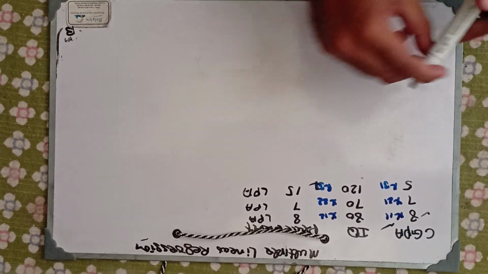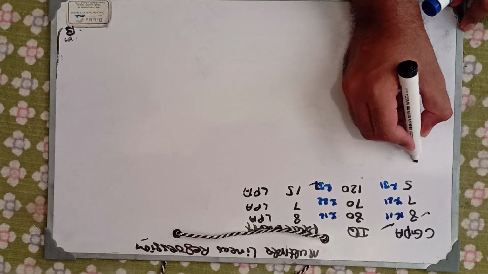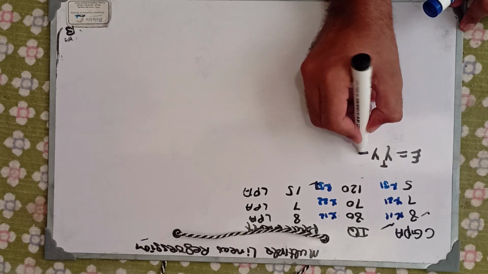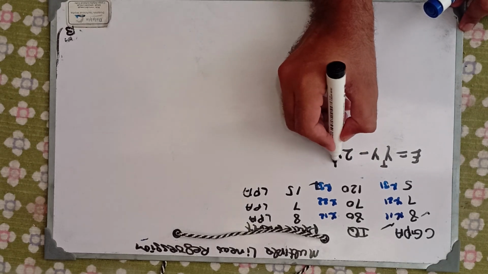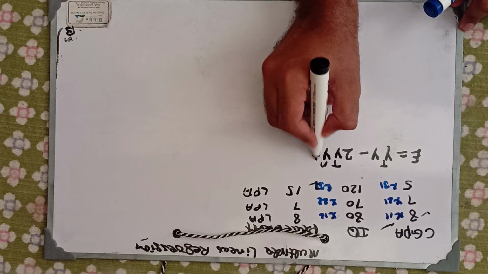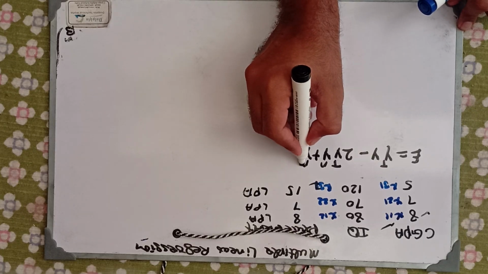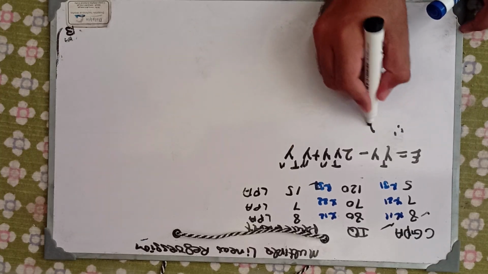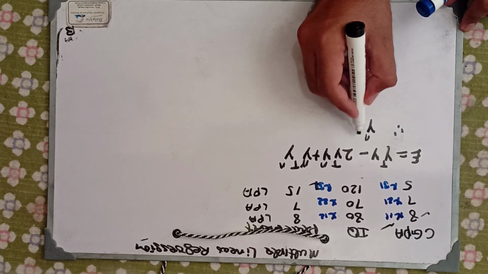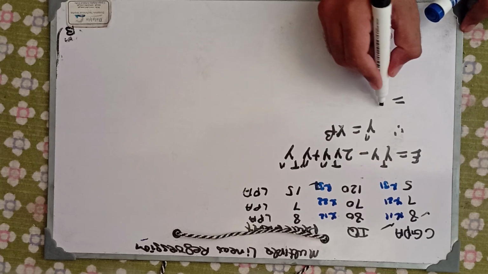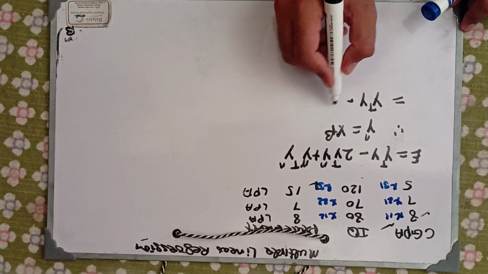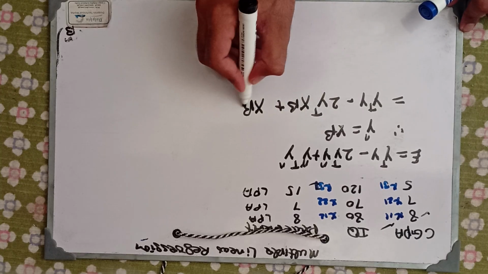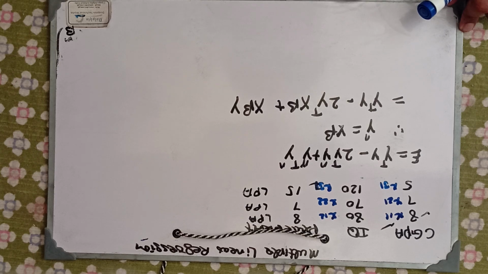So we have this equation, right? E equals y transpose y minus 2 y transpose y hat plus y hat transpose y hat. If you remember, y hat equals X beta. So we will replace this: y transpose y minus 2 y transpose X beta plus (X beta) transpose times X beta.